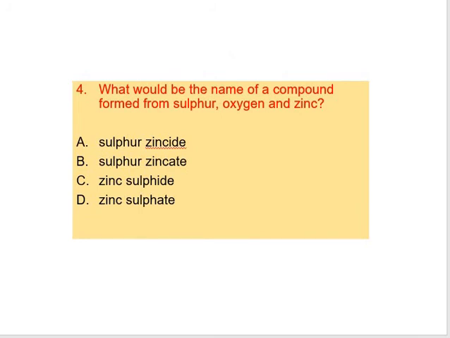Number 4. What would you name a compound if you took sulfur, oxygen, and zinc? Now, there's not just sulfur and zinc, there's sulfur and oxygen. So, do you think it's sulfur zincide, zincate, zinc sulphide, or sulfate? What do you think? A, B, C, or D?